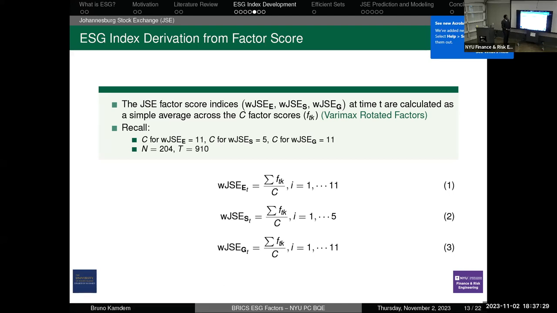The C is the number of factors, right? For the E pillar, we have 11 factors. For the S pillar, we have 5, and for the G pillar, we have 11 factors. And as we just said, N is equal to 204 over T. T is the number of days during which we conduct our study, right? N is the number of securities.